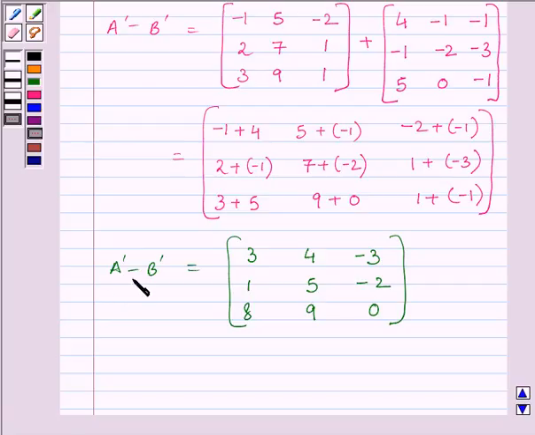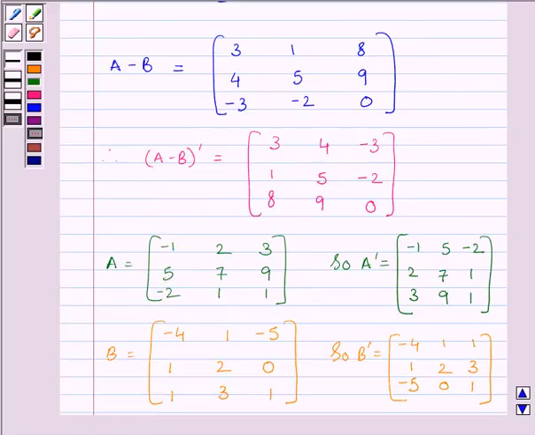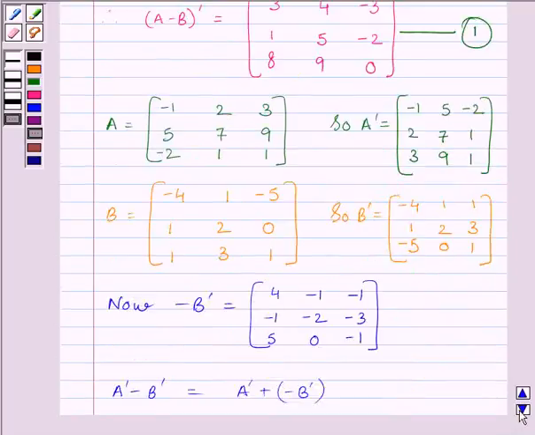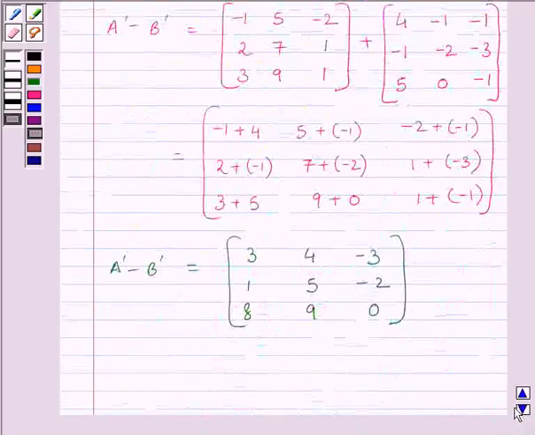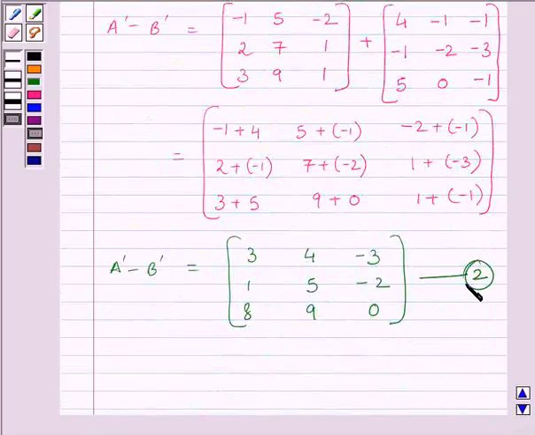So, A transpose minus B transpose is equal to the matrix [3, 4, -3; 1, 5, -2; 8, 9, 0]. But this matrix is equal to (A - B) transpose, as we can see here. Let us name this as 1 and this as 2. From expressions 1 and 2 we get (A - B) transpose is equal to A transpose minus B transpose.